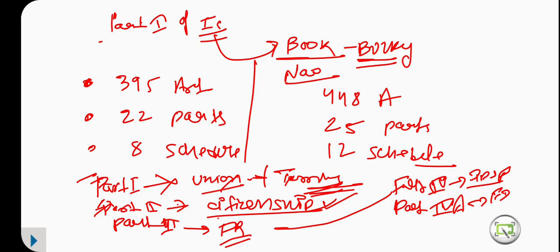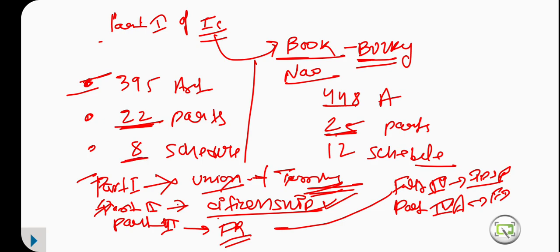Till now, what have we studied? We have studied that initially when our Constitution was framed, there were 395 articles, but at present we have 448 articles. Initially, in the Indian Constitution there were 22 parts, but now there are 25 parts.